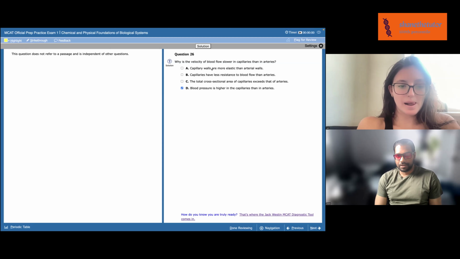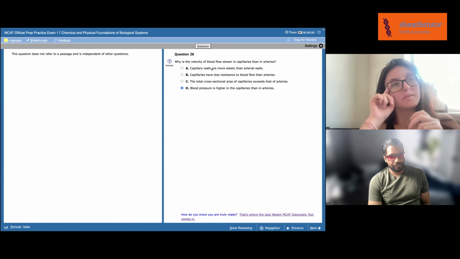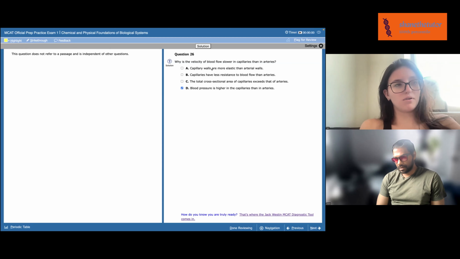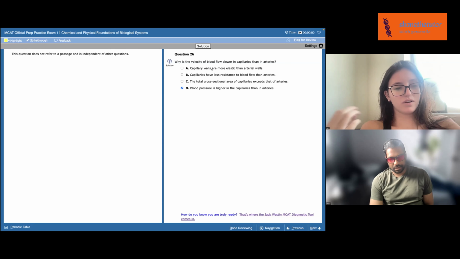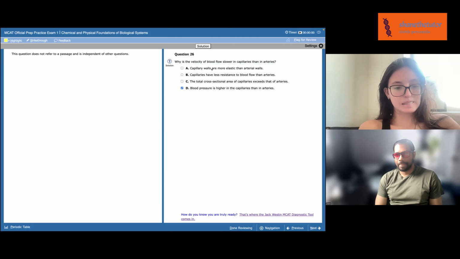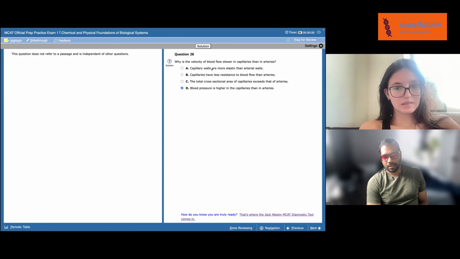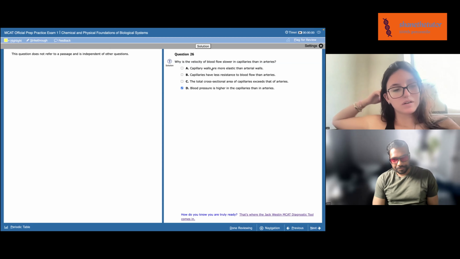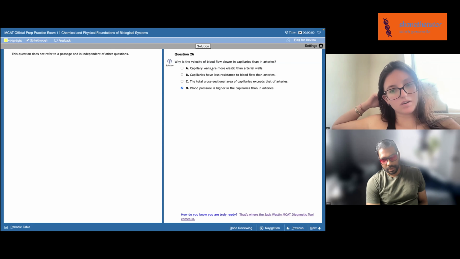Okay. Am I thinking of the heart system? Arteries are the ones that carry it out. Veins bring it back in, right? Capillaries, I know they're the smallest. So maybe they're the ones in between. So they connect them.